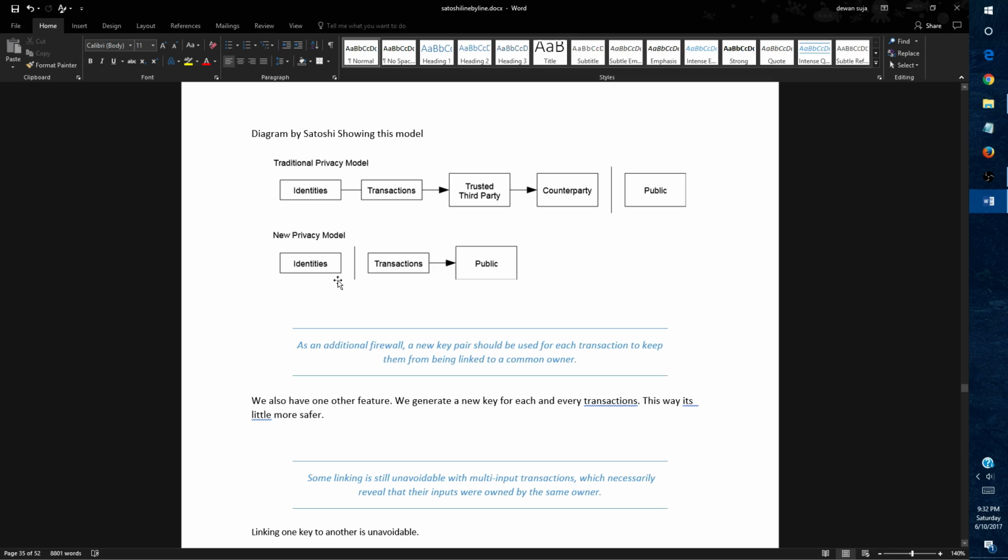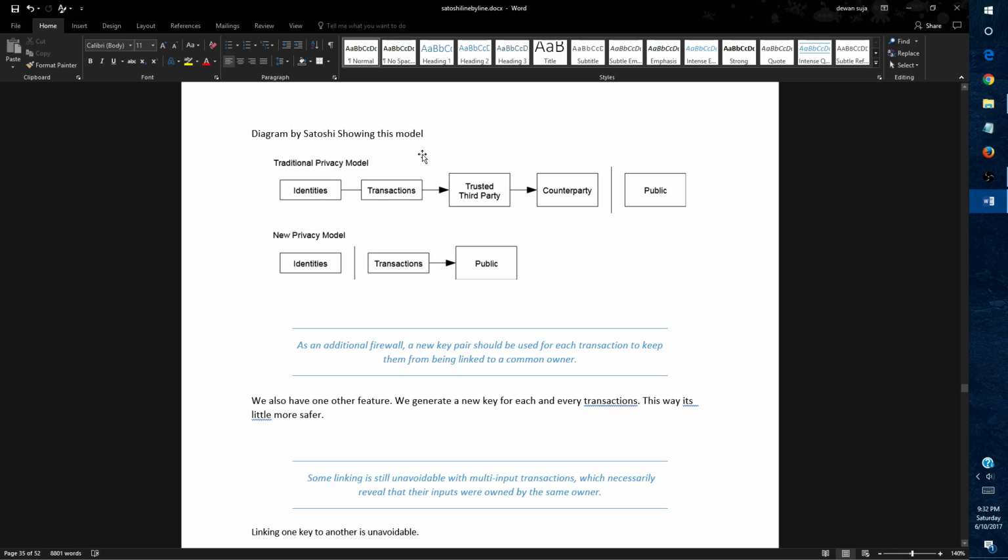And in your new privacy model, everybody has an identity. No one knows who the identity is, so you break the chain of links, right? And then transactions, and it's all public. So transactions are not linked to identities. That's what it's saying, okay? Here, identities and transactions are linked, and the third party controls it. Your banking institute and all of those guys.